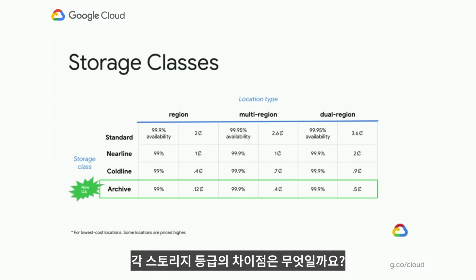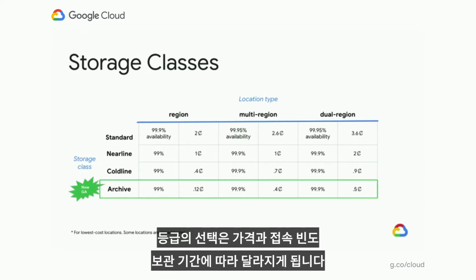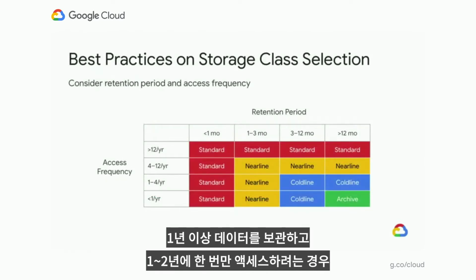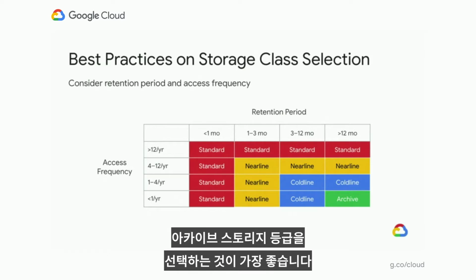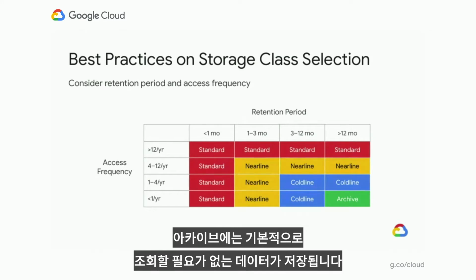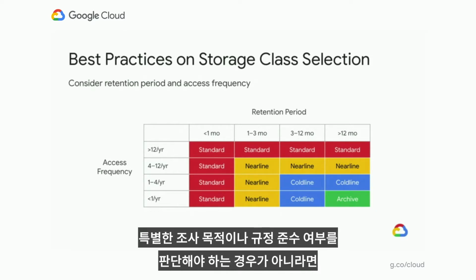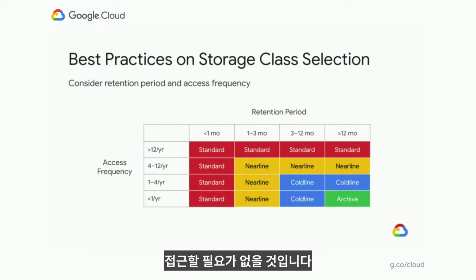So what is the difference between the storage classes? That really comes down to a trade-off between price and frequency of access and length of storage. If we look at the best practices, this is where that becomes clear. If you're going to retain data for, for example, more than a year and only access it once a year or two, that would be an ideal use case for the archive storage class. In fact, much of the data there is intended never to be read. Maybe it would only be read if there's a regulatory compliance issue that needs to be looked into 4 years after some logs are written, for example.